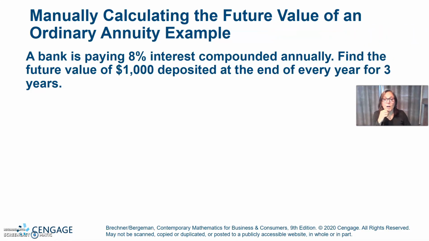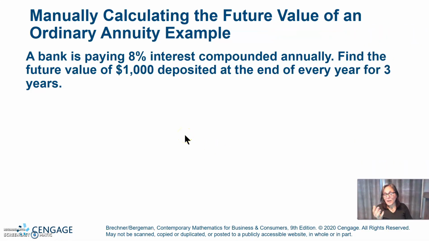All right, so here's an example, and we're going to do this manually. Because there's a table involved with calculating these, and the numbers are not always as simple as this. So we're going to manually calculate the future value of an ordinary annuity. Here's the example. A bank is paying 8% interest compounded annually. Find the future value of $1,000 deposited at the end of every year for 3 years.